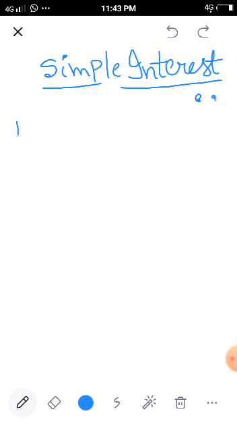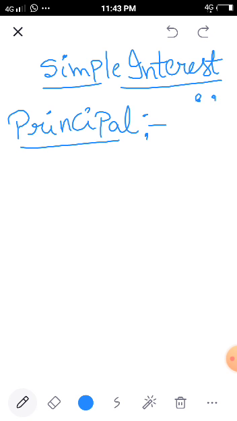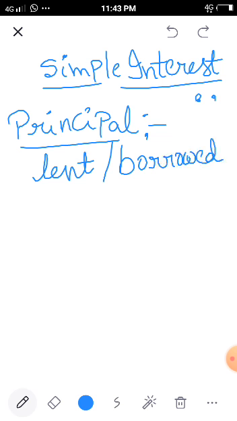The first one is principal. What is principal? Any amount lent or borrowed is called principal. Amount lent or borrowed from one person to another person is called principal. It does not depend on the person. It may be from bank to person, person to bank, or financial institution to bank.